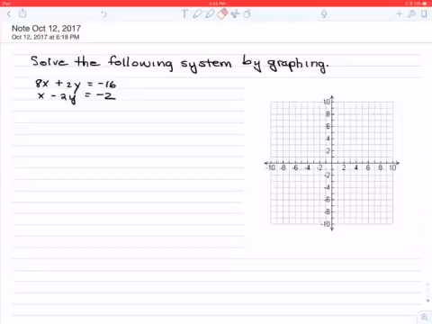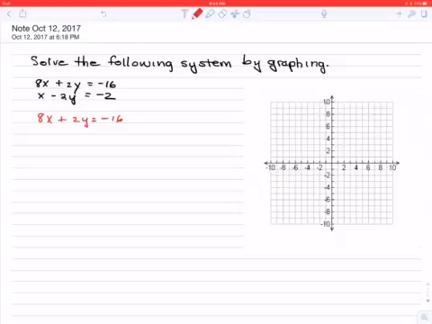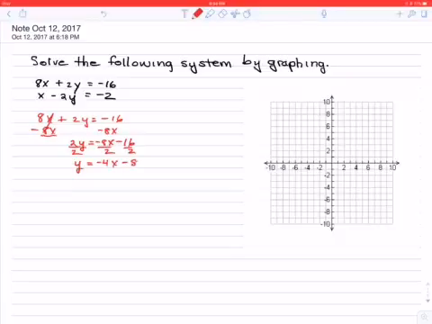Solve the following system by graphing. To graph the first equation, I'm going to solve it for y. So to get the y term by itself, I'll subtract 8x from both sides. And I'm left with 2y equals negative 8x minus 16. To get the y by itself, I'll divide each term by 2. So y equals negative 4x minus 8.